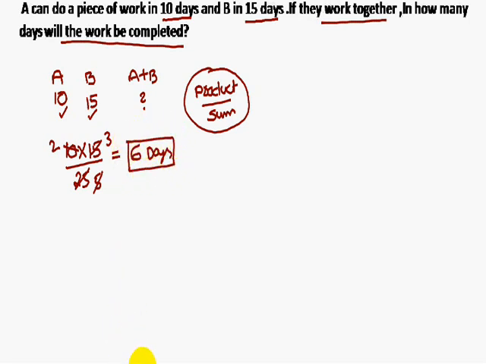Okay, product by sum is the formula. When we have to apply it: A individually can do a work in 10 days, B in 15 days, they together can complete the work in how many days? Means product by sum you have to apply.